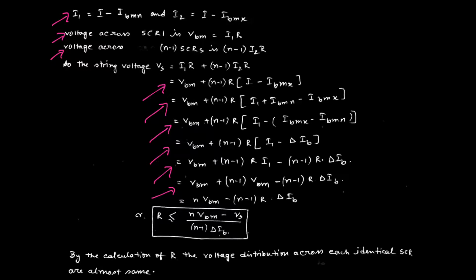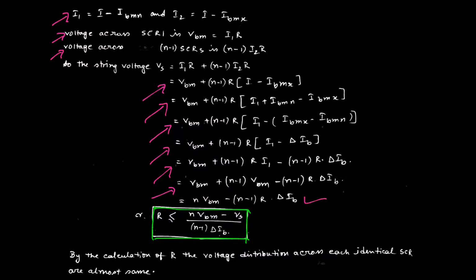So ultimately, we will have the result, that is N VBM minus (n minus 1) R del IB. So after simplification, we can get the exact amount of the resistance value through which we can distribute an equal amount of voltage across all the SCRs of the string. So this is called actually the static equalizing circuit. Okay. So now we are going to introduce the static equalizing circuit.